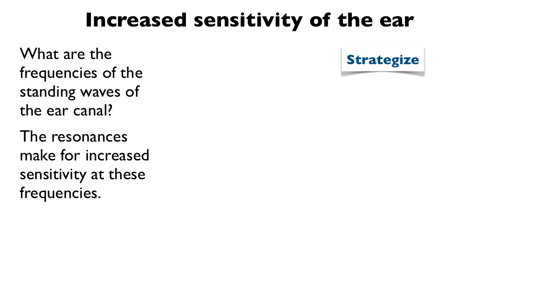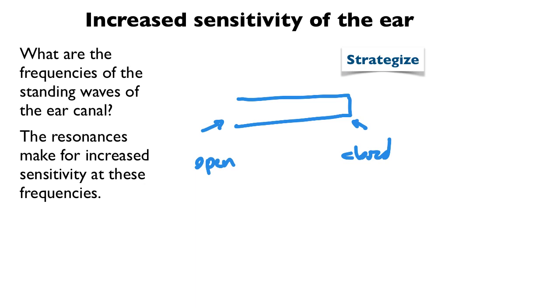Okay, for our strategize step, we have to determine what sort of system we have. So your ear canal looks like this. It's a tube, and it's open at one end. That's where it's open. And then the other end is your eardrum. And so clearly this is an open-closed system. So we're looking for the frequencies of an open-closed tube. And we know the length of the tube is 2.5 centimeters, 0.025 meters.